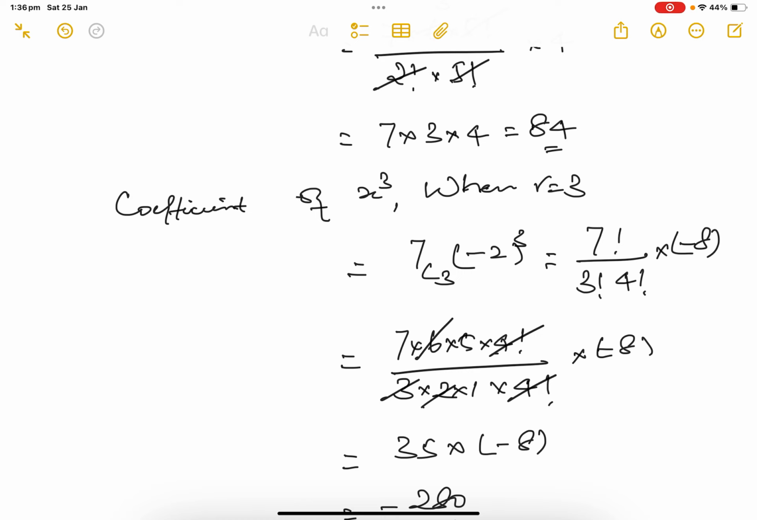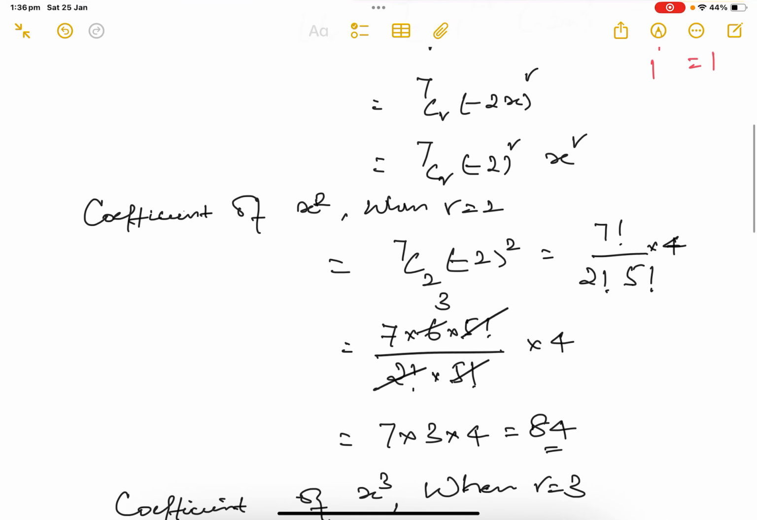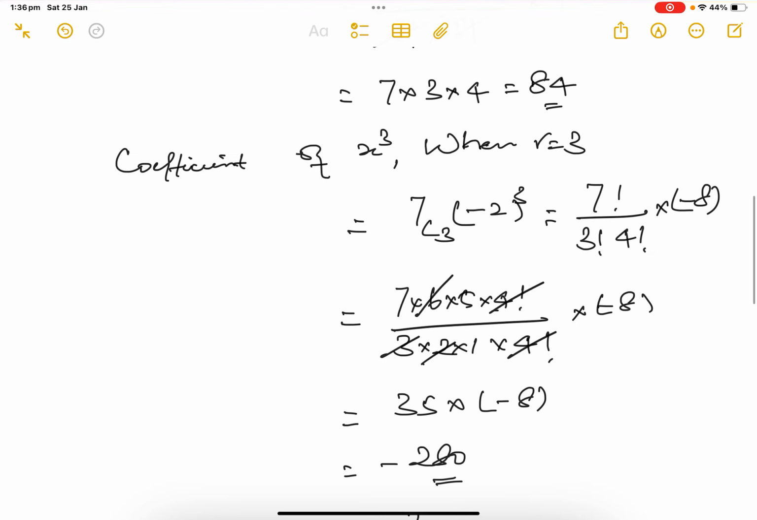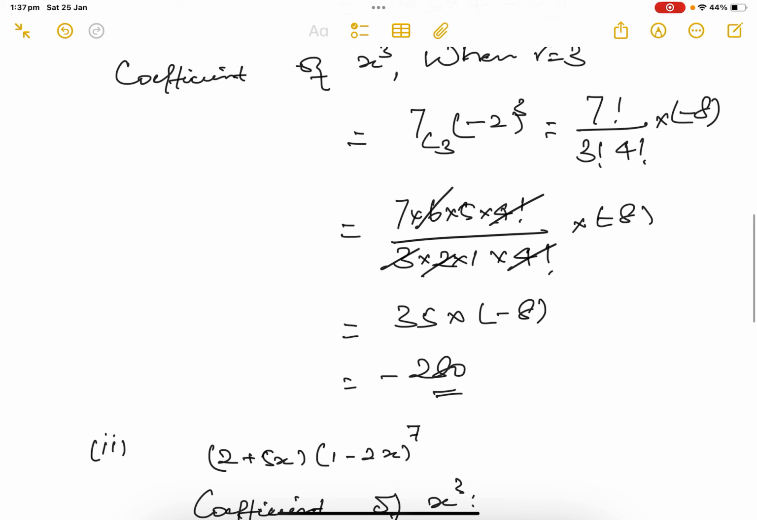Then we need to find the coefficient of x cubed. From the common term Ur, r should be 3. So the coefficient of x cubed, with r equals 3, is 7C3 times (minus 2) to the power of 3. That is 7 factorial divided by 3 factorial times 4 factorial, and (minus 2) to the power of 3 is minus 8: minus 2 times minus 2 times minus 2.